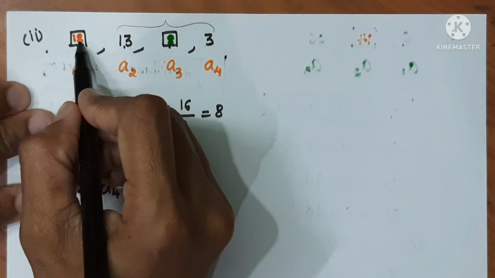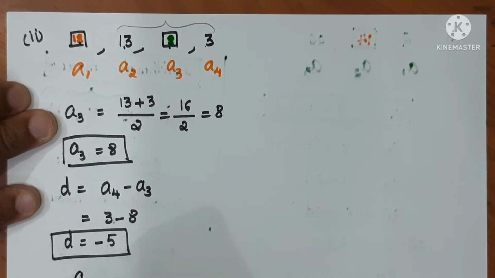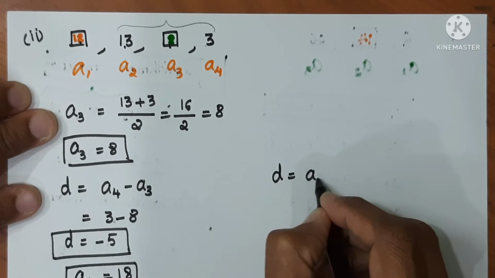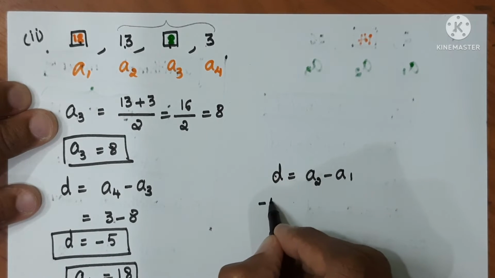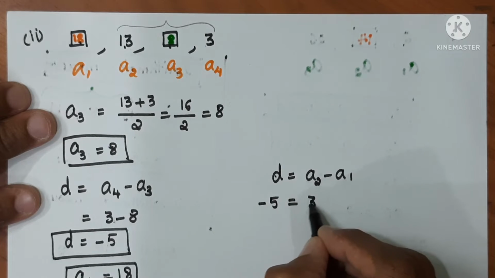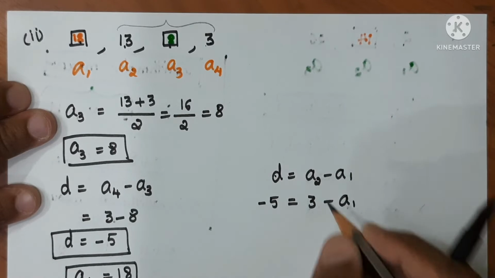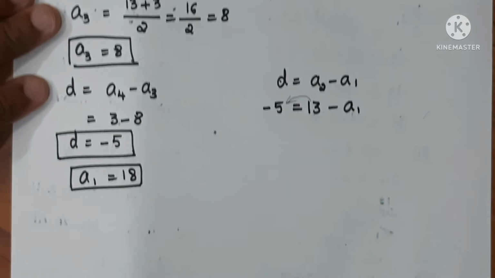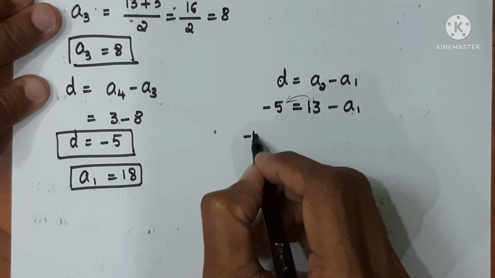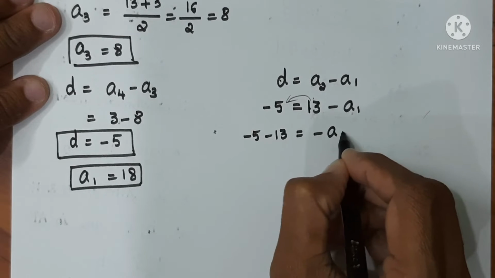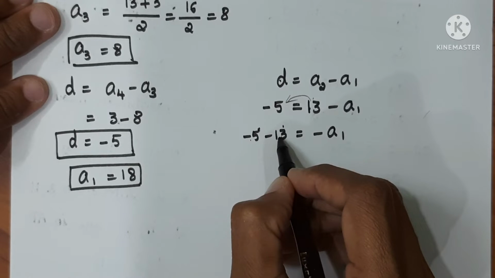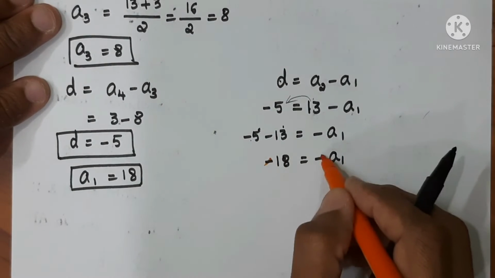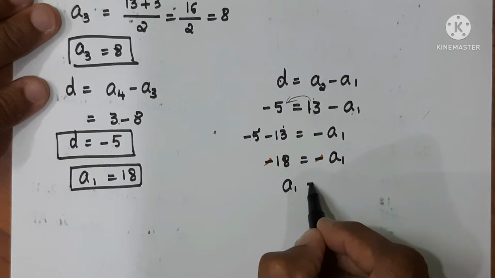Like this, you can write the answer directly as A1 is equal to 18, or else you can find D equal to A2 minus A1. The value of D is minus 5 equal to the second term value, 13, minus A1. If you take 13 to the LHS, it becomes minus 13. So minus 5 minus 13 will be equal to minus A1. Since they have the similar sign, we have to add. We get minus 18 equal to minus A1. Here the negative signs get cancelled, so the first term A1 is equal to 18.